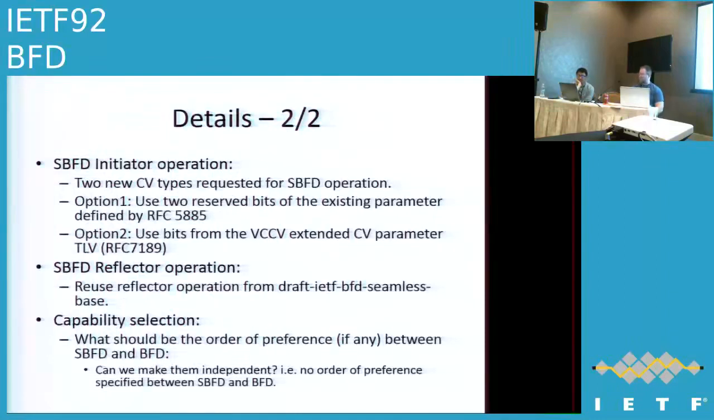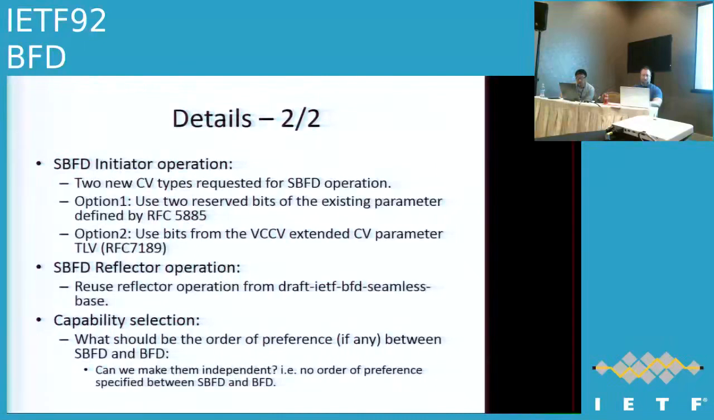So the initiator options. We need two CV types requested for SBFD operation. Option one is to use two reserved bits of the existing parameter defined in RFC 5885. And option two is to use some bits from the VCCV extended CV parameter TLV, which is defined in RFC 7189. We propose to reuse the reflector operation from the seamless BFD base specification.